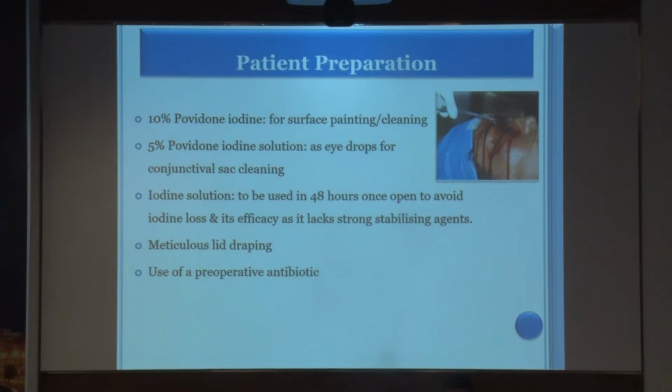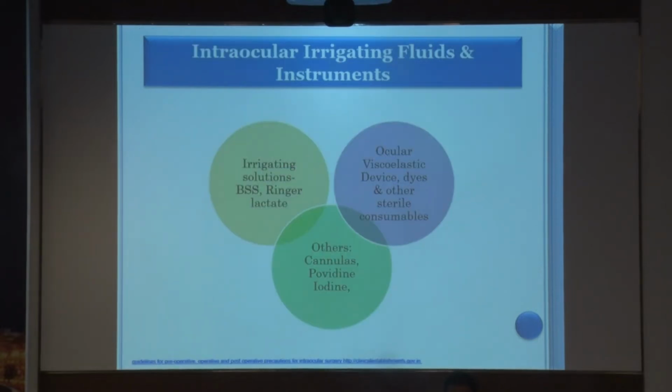But I feel most of us and most of the guidelines don't emphasize too much on that. That is just one study that I have come across. But the basic idea is that 1 minute of 5% povidone iodine in the cul-de-sac is the key to prevent infection. That is the most important thing. You can leave aside all the pre-operative antibiotics, etc. And of course, meticulous lid draping, because lashes etc. should all be properly draped so that they come under the drape.